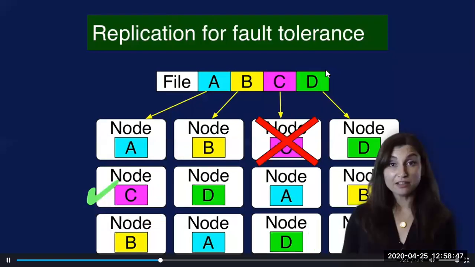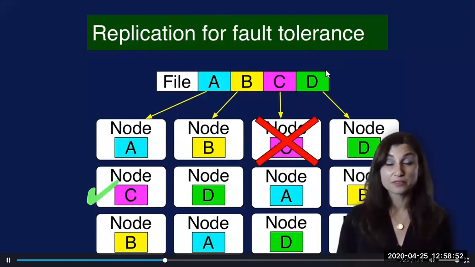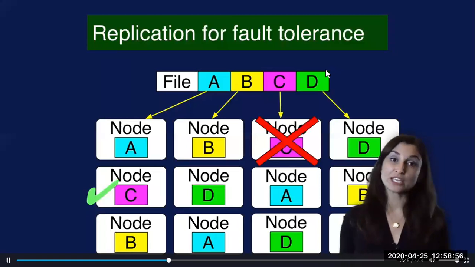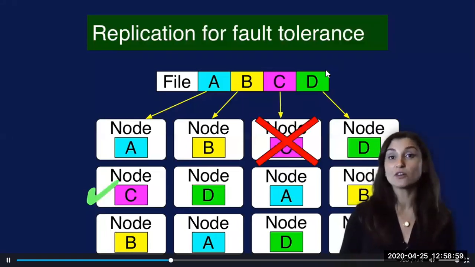By default, HDFS maintains 3 copies of every block. This is the default replication factor, but you can change it globally for every file or on a per file basis.